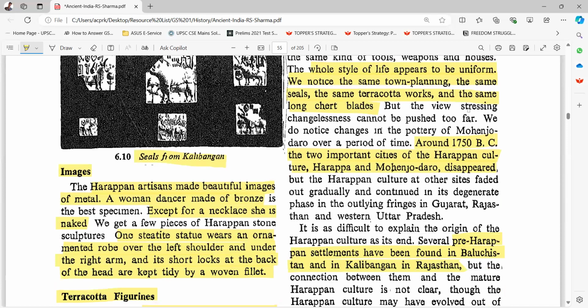But the view stressing changelessness cannot be pushed too far. We do notice changes in the pottery of Mohenjo-daro over a period of time.